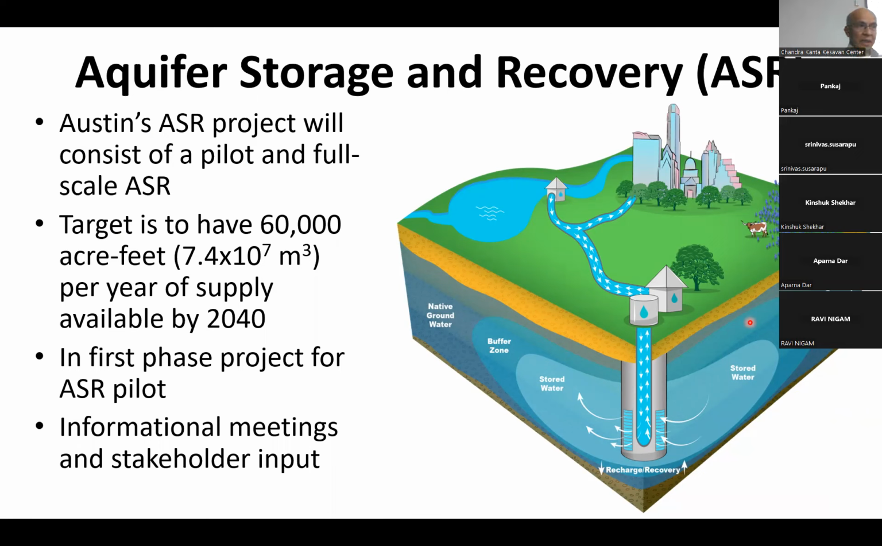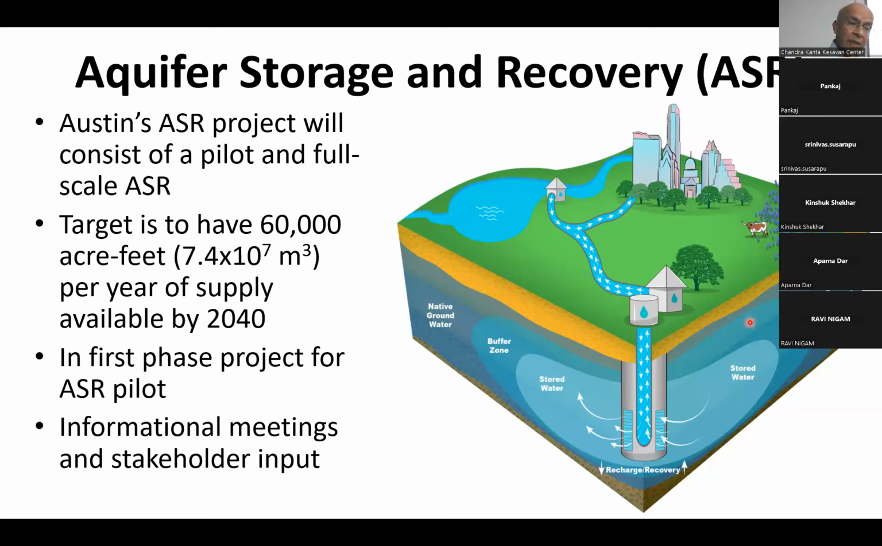So we have to convince the people, yes, you're right. We agree with you. It's almost a sin to just continue to take the groundwater without any regard for recharge. So what we'll do is we'll do a pilot first, and then the full-scale ASR. ASR is aquifer storage and recovery. The target is to have about 60,000 acre-feet, 74 million cubic meters per year of supply available by 2040. So in about 17 years, we should have that.